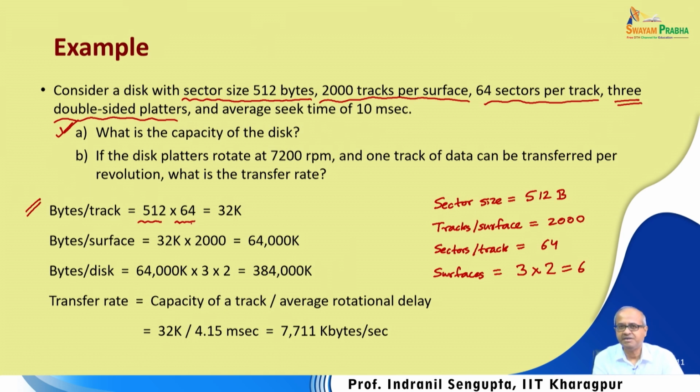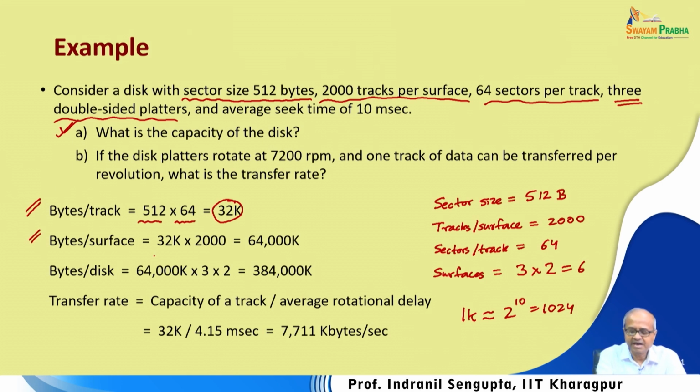So, if we multiply it, 512 multiplied by 2 is 1k, that is our definition. We take powers of 2, 1k we denote as 2 to the power 10, which is 1024. So, this comes to 32 kilobytes. This is per track. Now, on every surface, what will be the total capacity, bytes per surface?